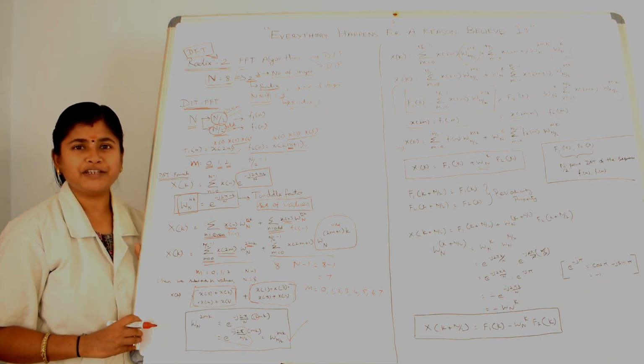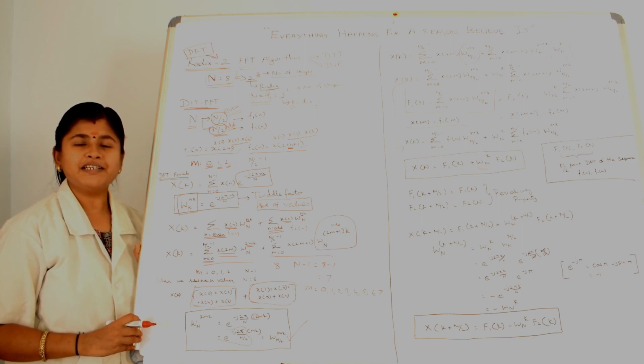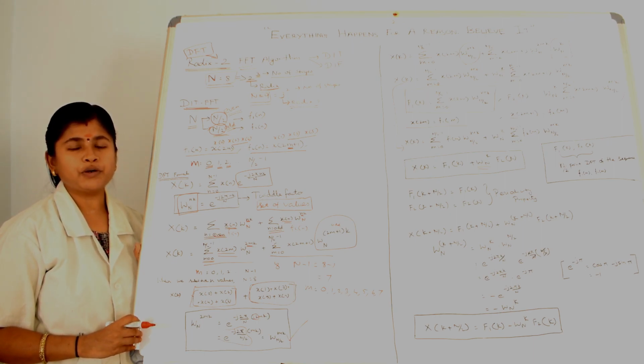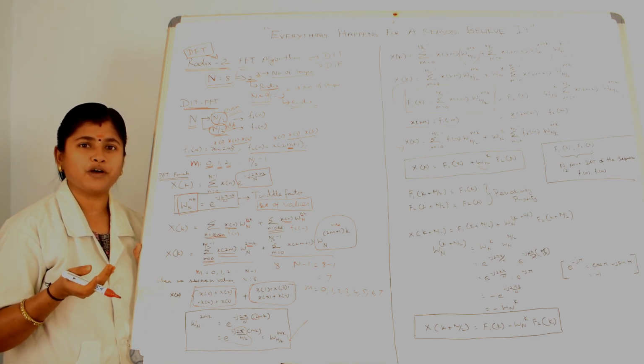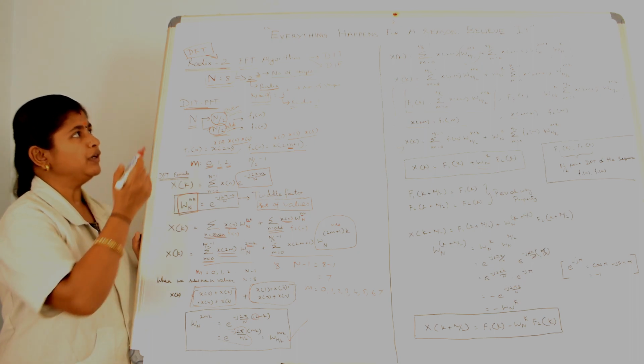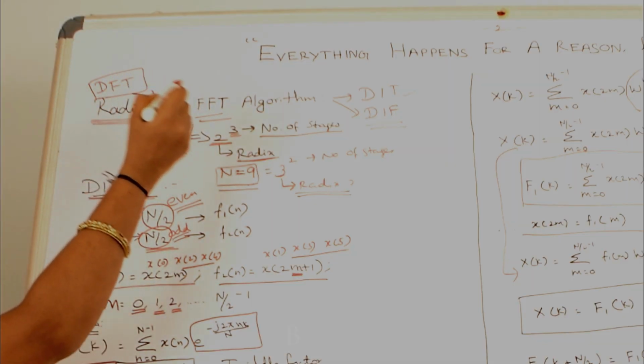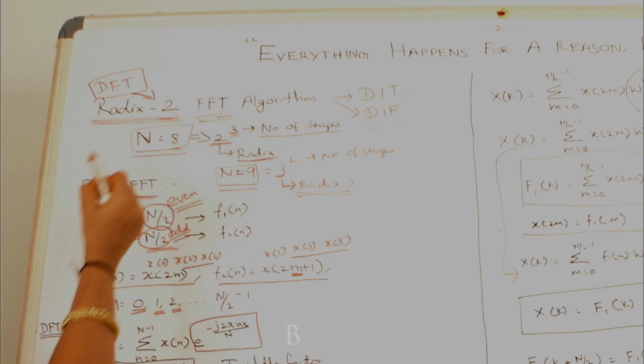Radix 2 FFT algorithm. Okay, FFT is fast Fourier transform. FFT is more efficient than your discrete Fourier transform algorithm. Why? Because in the derivation of DFT itself you can see that you will have more number of multiplications and more number of additions. Okay, so DFT will be less efficient than your FFT algorithm.